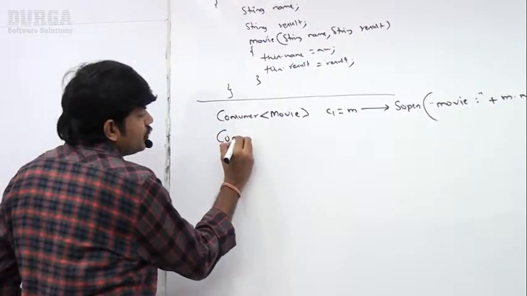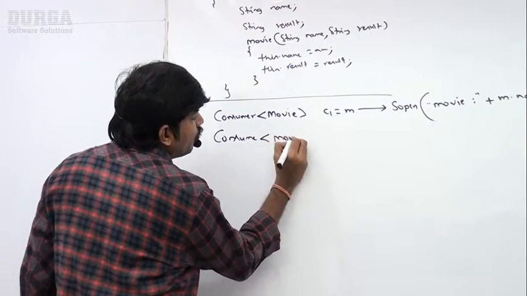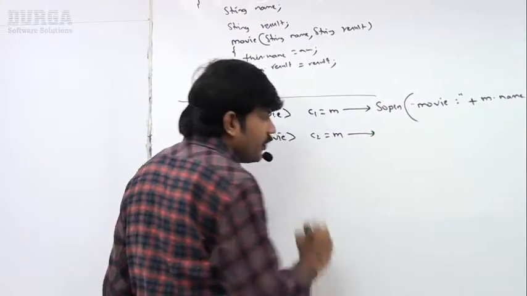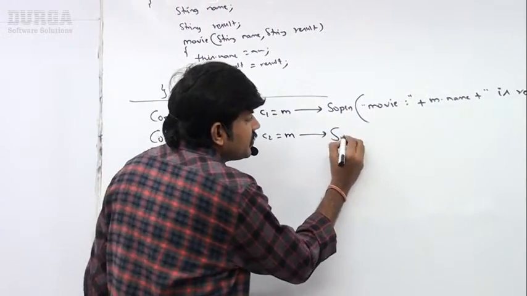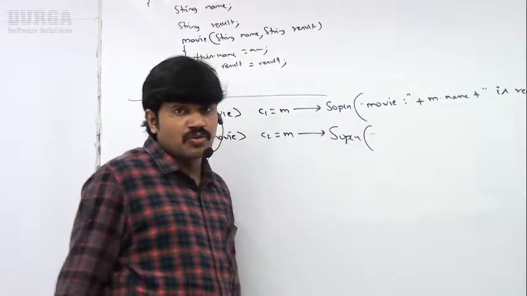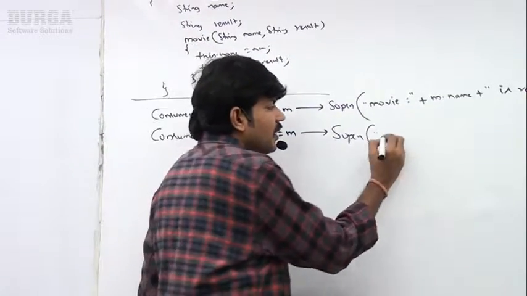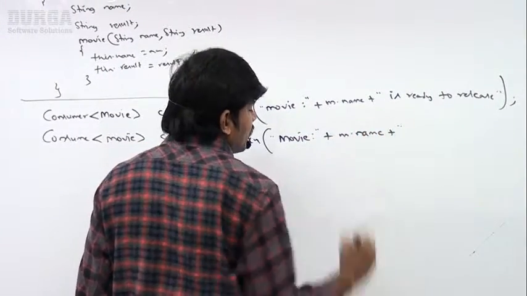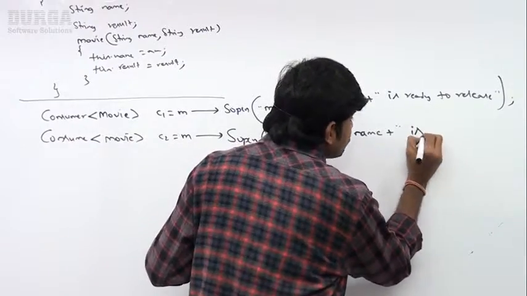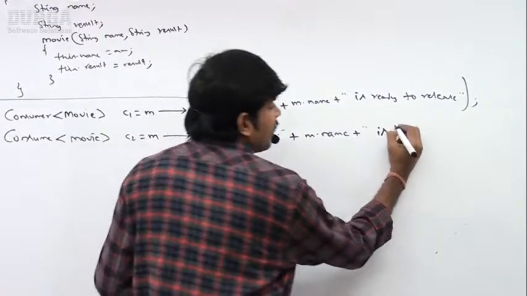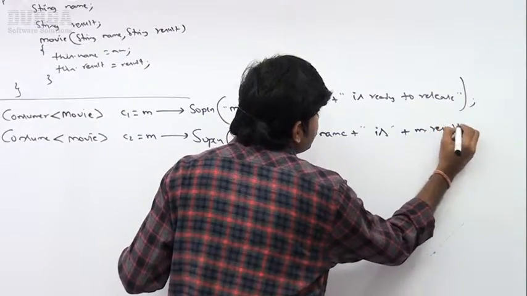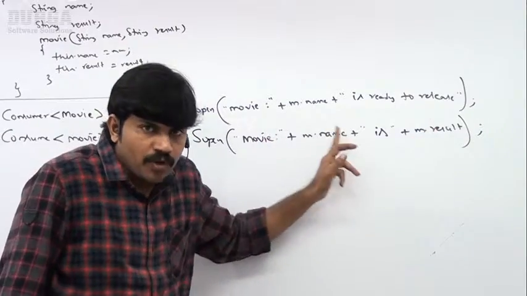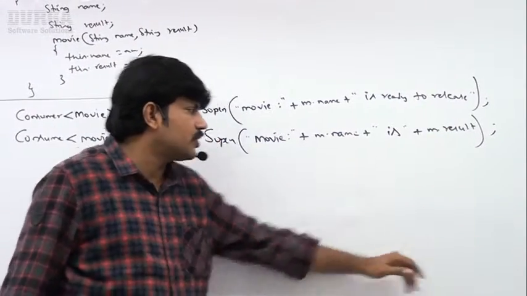Sir, now consumer of movie C2 is equal to, sir, I'm taking, if I provide a movie object, System.out.println, it is going to provide hit or flop. Sir, movie m.name, sir, is hit or flop. I want to tell m.result. Are you getting? Is m.result. Sir, movie Bahubali is a hit. Movie Bahubali is flop. Something like I have to specify.